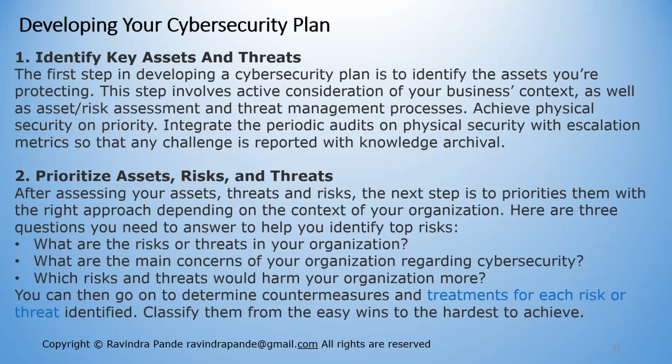So as we discussed, the CEO's laptop is more critical than those of all the executives working in a company, and that's how we normally prioritize the assets. We normally identify first the key risk, then the high risk, medium risk, and so on. And similarly, threats. After assessing your assets, threats, and risk, the next step is to prioritize them with the right approach depending upon the context of your organization.